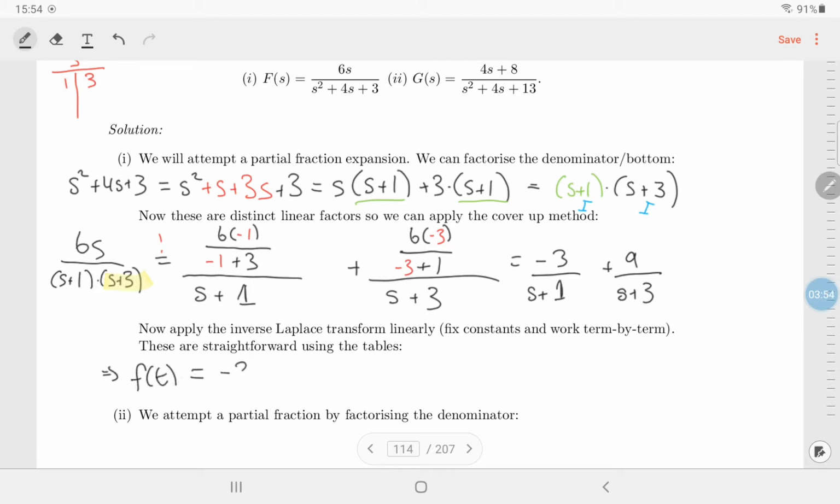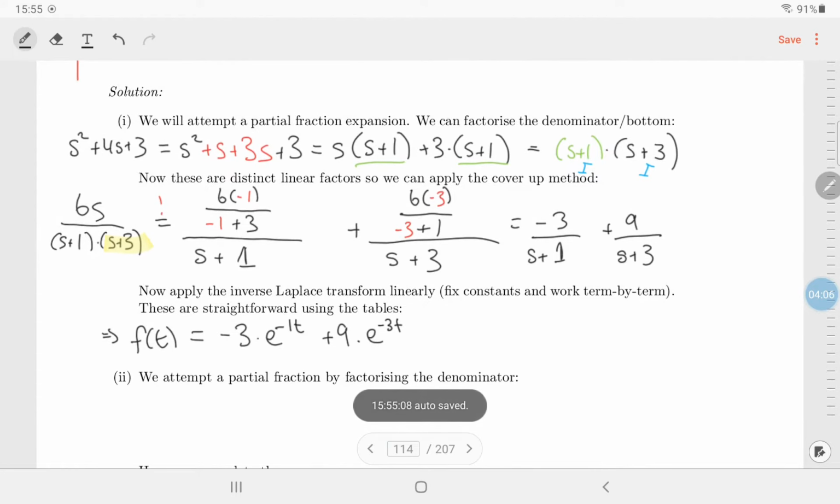So fixing the minus 3, the 1 over s plus 1 goes back to e to the minus 1t. Fixing the 9, the 1 over s plus 3 goes back to e to the minus 3t. And when we're looking at differential equations, two different exponentials means it's overdamped. Okay, so the first one is relatively easy. Now I know you probably haven't done examples yet, but you will be quite soon.